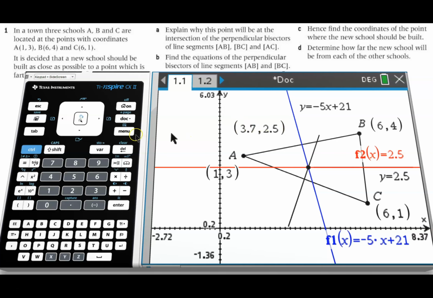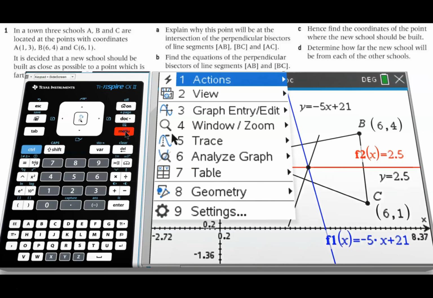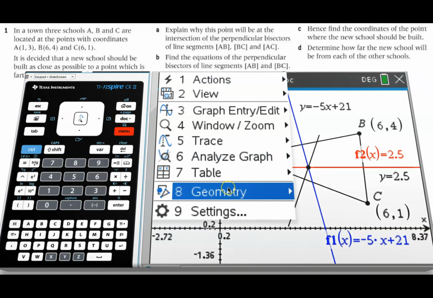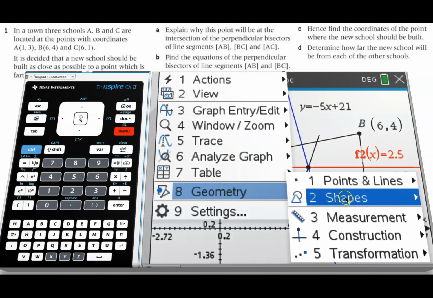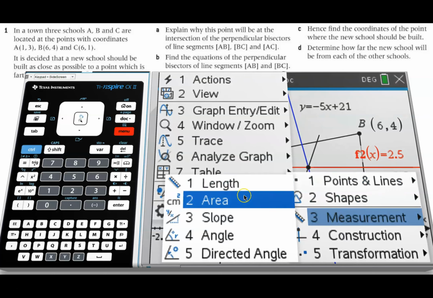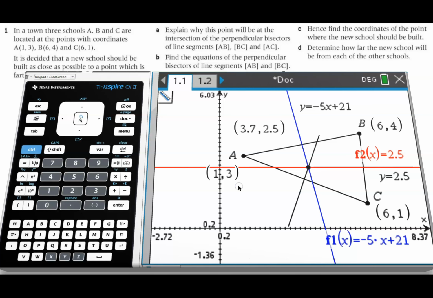Now the last thing I want to do is find out how far, that's part D of the problem. So I go back over here. One of the options is measurement, option 3, and I can find a length. I just tap on any 2 points and it will tell me how far apart they are from one another, from A to the point of intersection. I could have done from B to that point, or C. And it says 2.75 U. It means 2.75 units, whatever those units are. Those are just the markings on the axes.